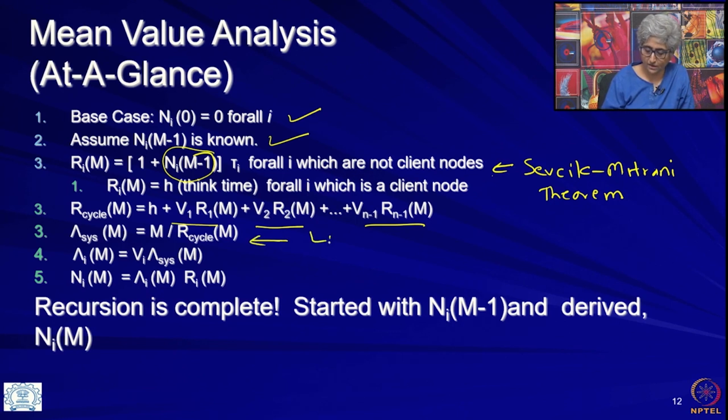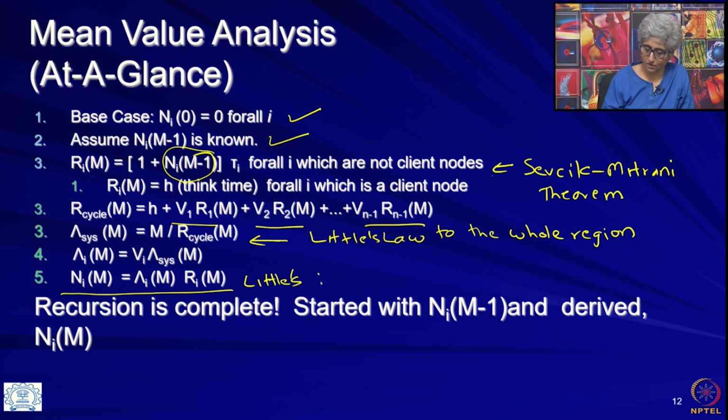Here, this is Little's law applied to the whole region. This is again common sense: if the system throughput is lambda_sys, you just multiply it by the V_i's to get the node throughput, and this part is Little's law for a single node. So again the recursion is complete; we started with N_i(m-1) and derived N_i(m), and we have a base case.